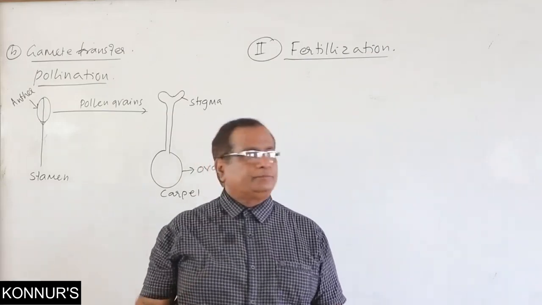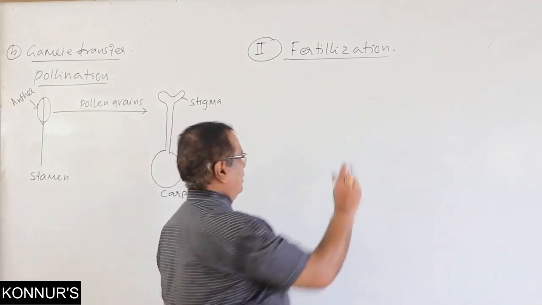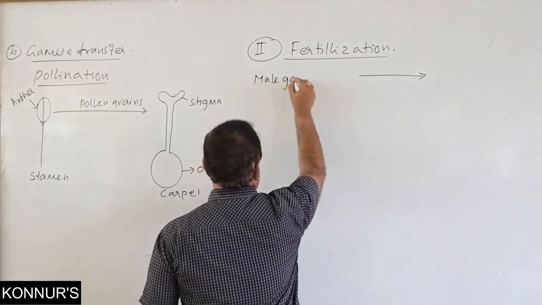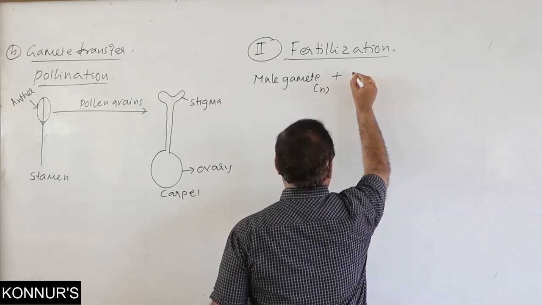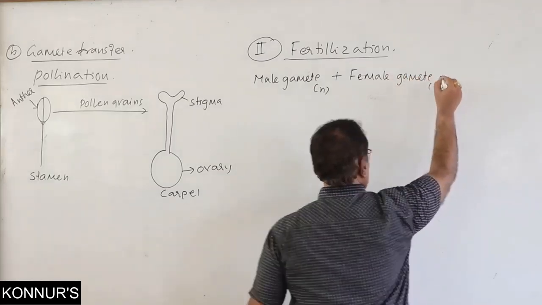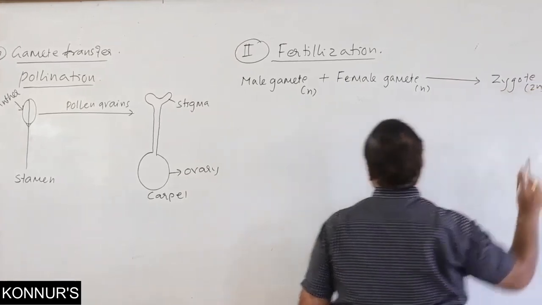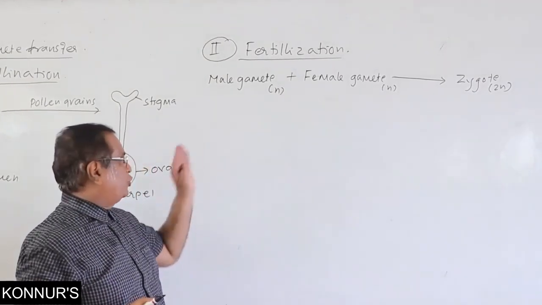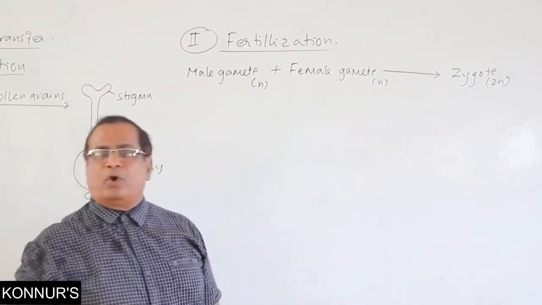Fertilization. What is fertilization? It's a process where the fusion of haploid male gametes with haploid female gametes to form a diploid zygote. Fertilization is a process where the fusion of haploid male gametes with haploid female gametes forms diploid zygotes.